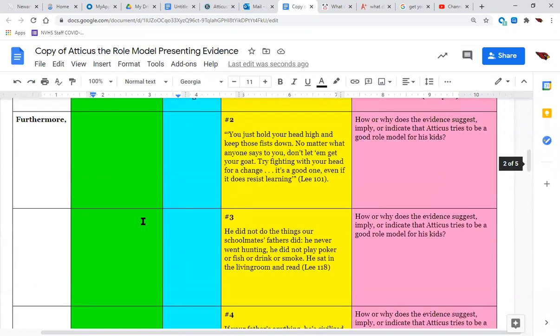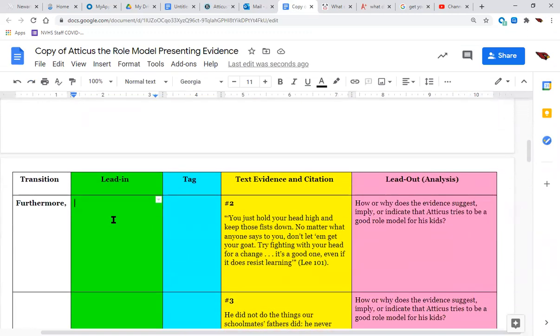I'm just going to paste this in that same spot here just as a reminder to myself. What's been happening? Scout just got done beating up Cecil Jacobs and her dad's just letting her know, don't do that. Who's involved? Atticus, Scout, Cecil Jacobs. What's the conversation? The conversation is about keeping your fists down. Don't beat up on people just because they're talking trash.